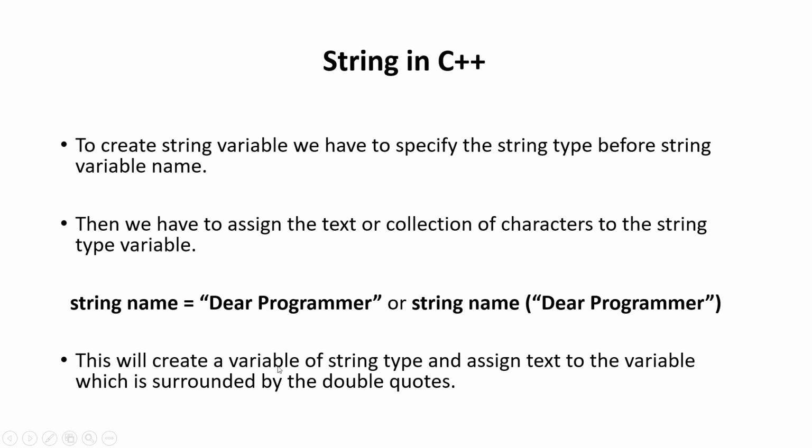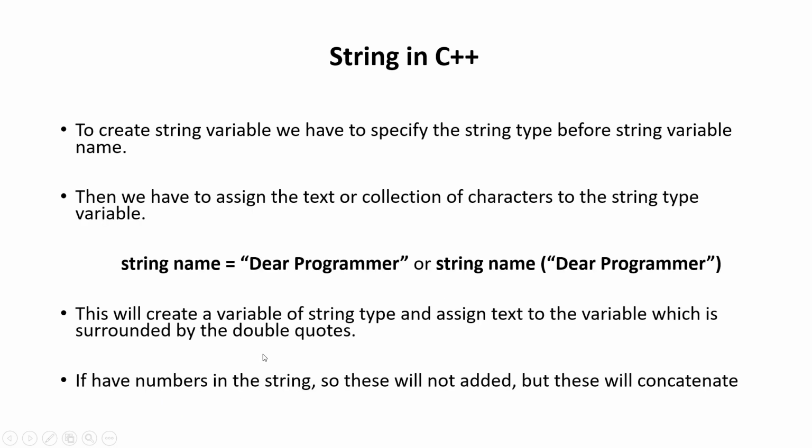This will create a variable of string type and assign text to the variable, which is surrounded by double quotes. If you have numbers in the string, these will not be added, but they will be concatenated. Because strings are not integer or float, these are just characters. And if I assign numbers to a string variable, it will be understood as a string, not a number. So this will not add these numbers.